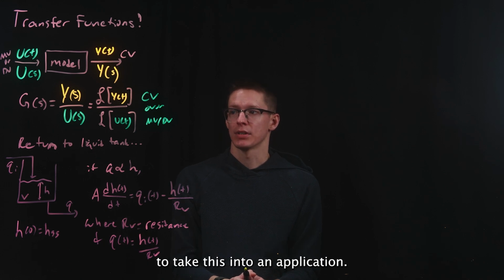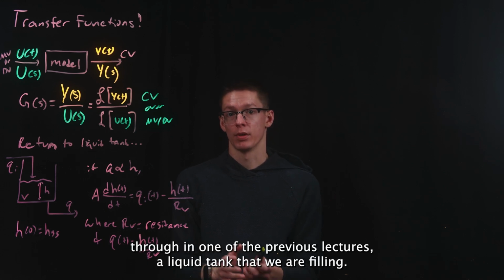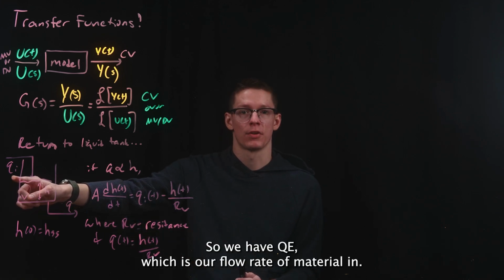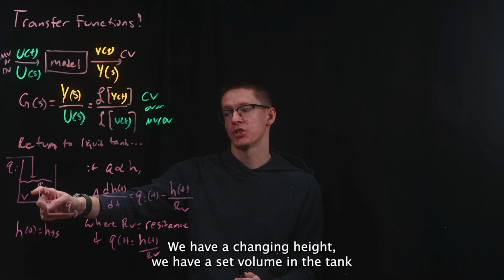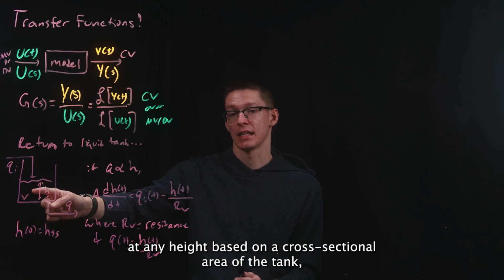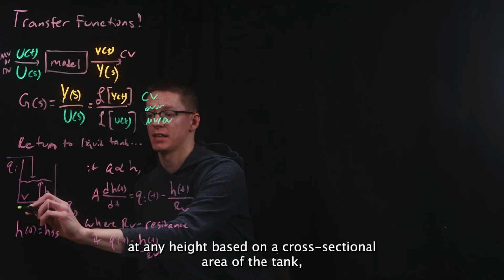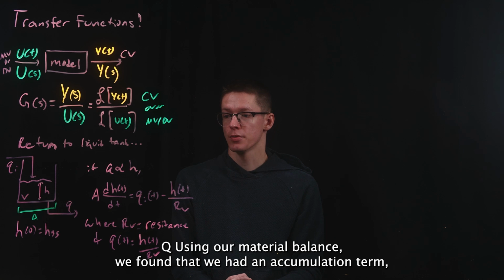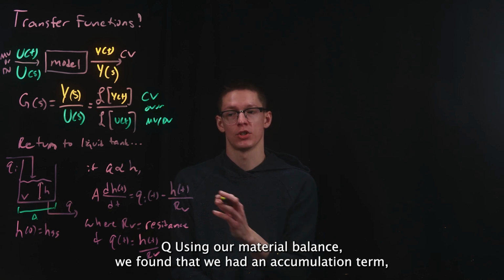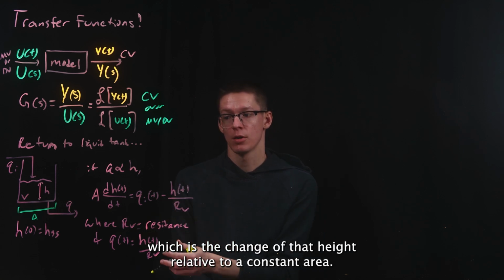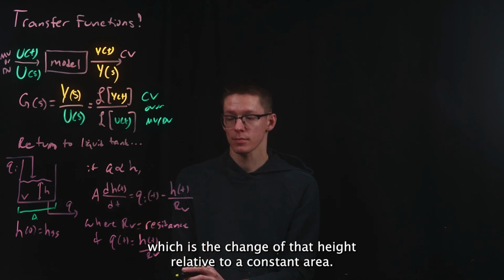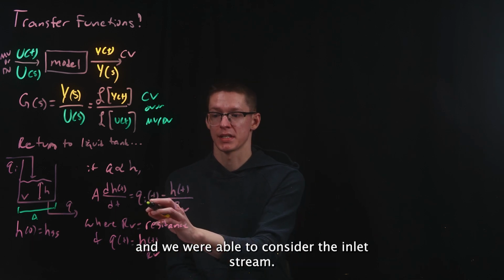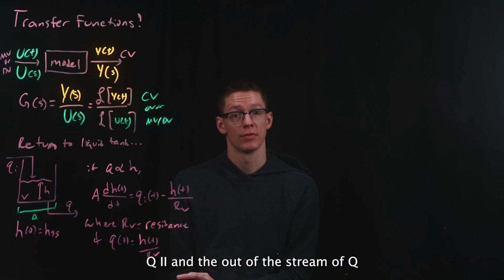To take this into an application, we're going to walk back through one of the previous lectures, a liquid tank that we are filling. So we have Qi, which is our flow rate of material in. We have a changing height. We have a set volume in the tank at any height based on a cross-sectional area of the tank. And we have a flow rate of material out, Q. Using our material balance, we found that we had an accumulation term, which is the change of that height relative to a constant area. We had constant densities of everything, so we were able to take that out. And we were able to consider the inlet stream Qi and the outlet stream Q.